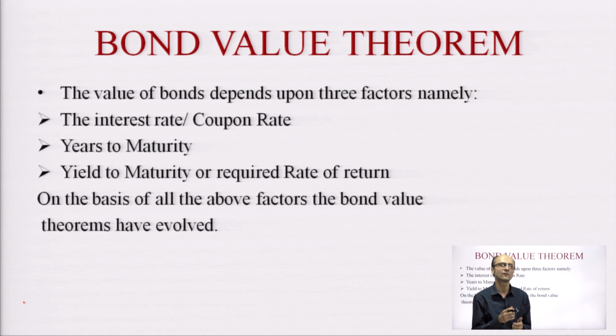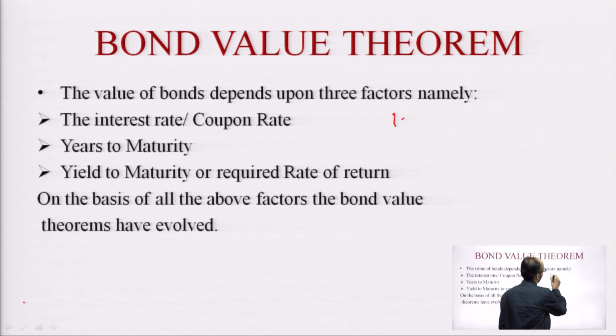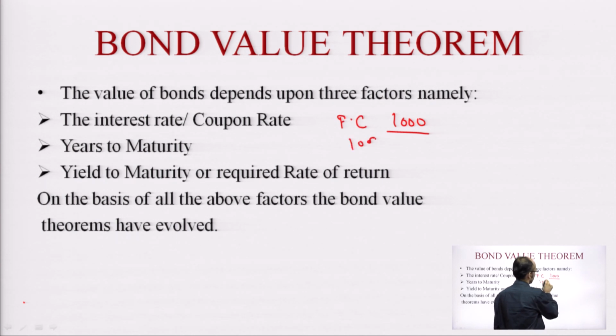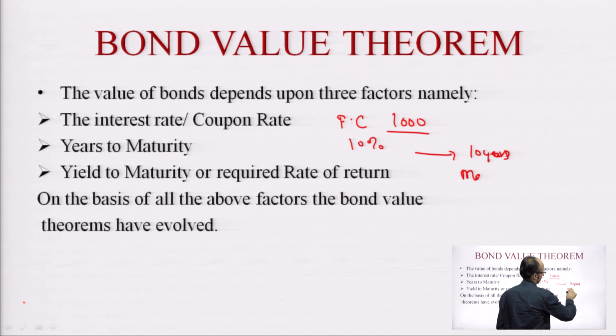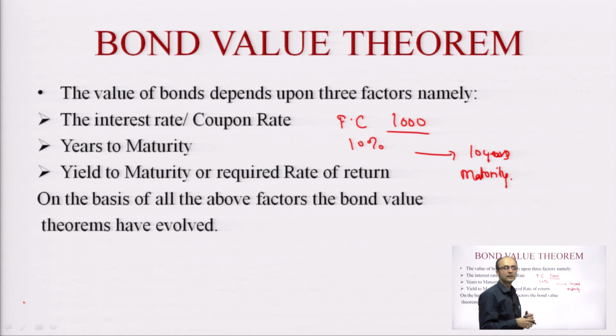How this happens in real life, in practical life, I would like to show you. Say suppose as a bond holder, I purchase a bond of face value of 1000 with interest rate of 10%. And the maturity of the bond is 10 years. So, if I hold this bond for 10 years, I will get 10% interest, that is 100 rupees, on yearly basis till the maturity.